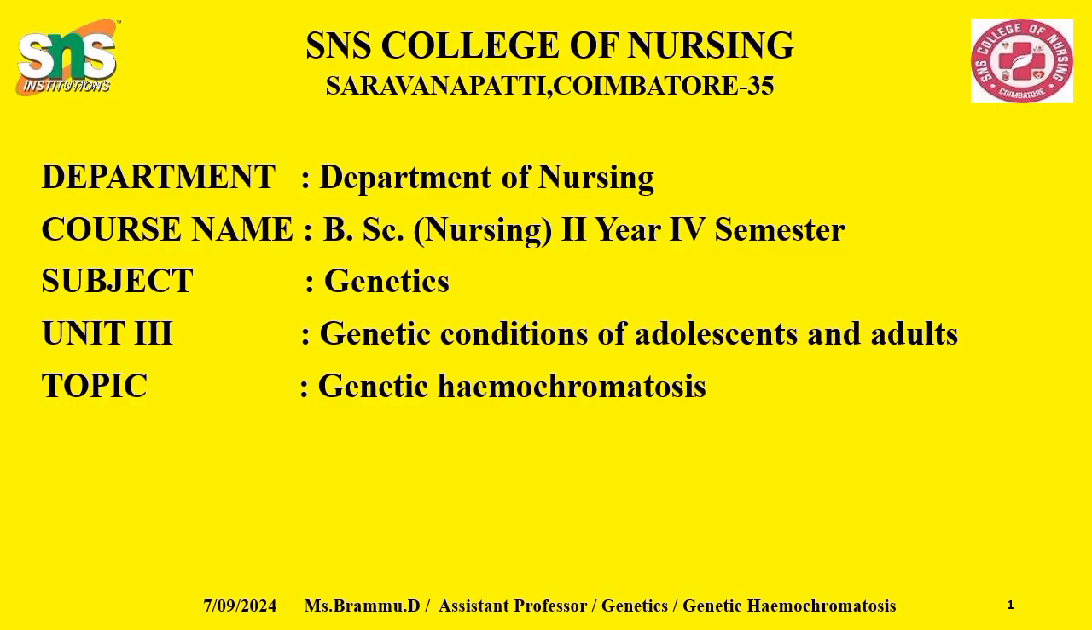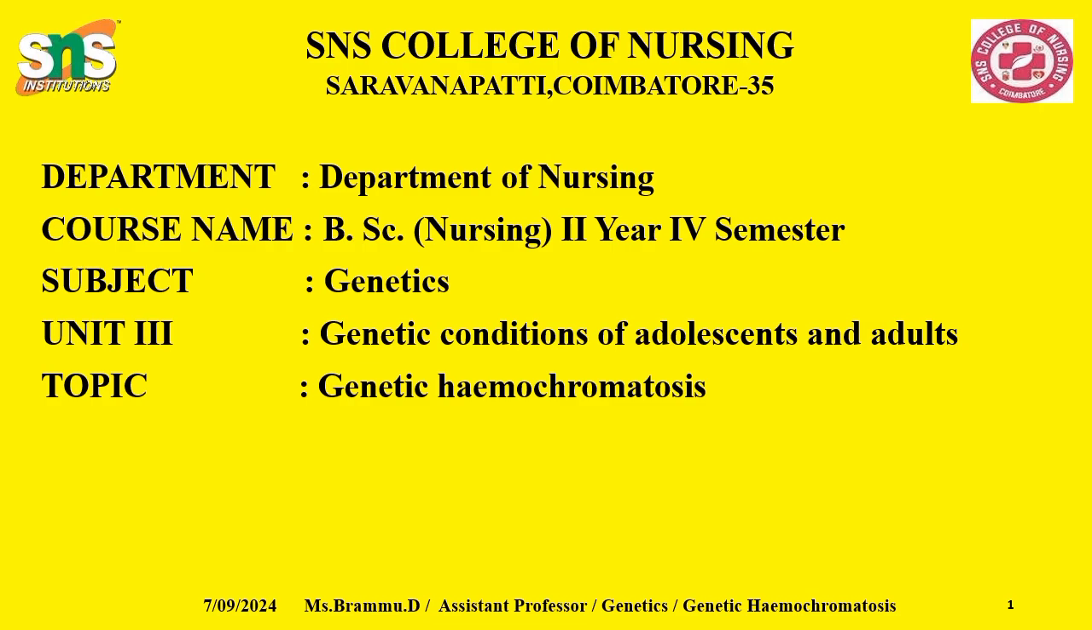Hello, welcome you all to the next topic, that is hemochromatosis. It is an inherited condition where the iron levels in the body slowly build up over many years. So we are going to see in detail what is genetic hemochromatosis, which is coming under Unit 3, genetic conditions of adolescent and adult. So stay tuned to learn more about hemochromatosis.